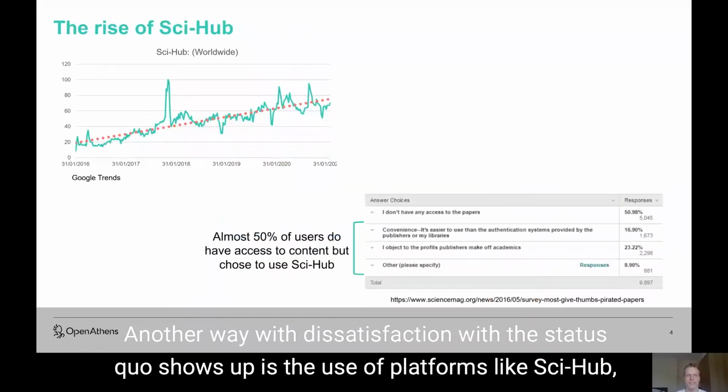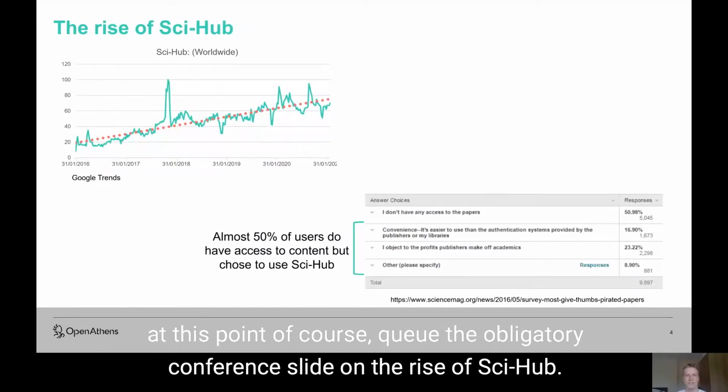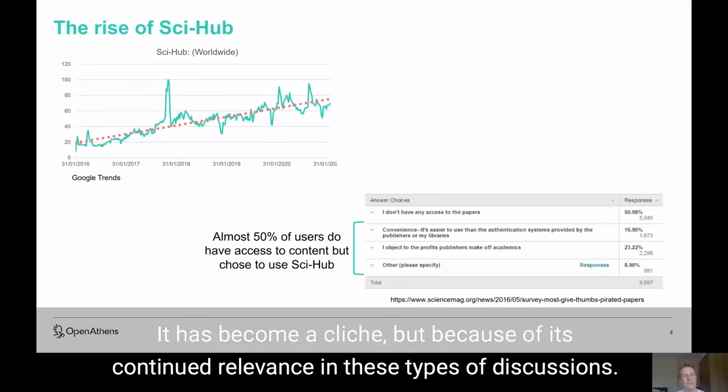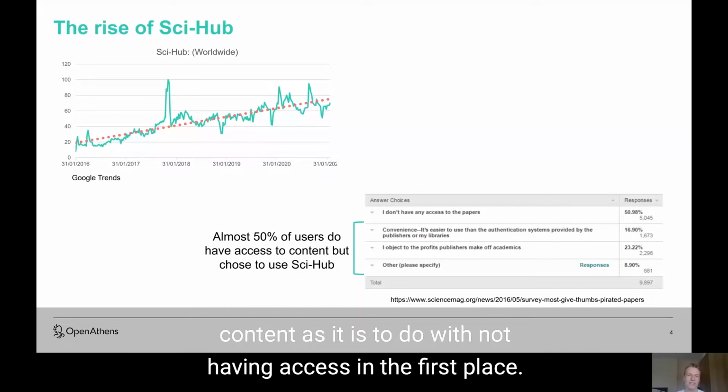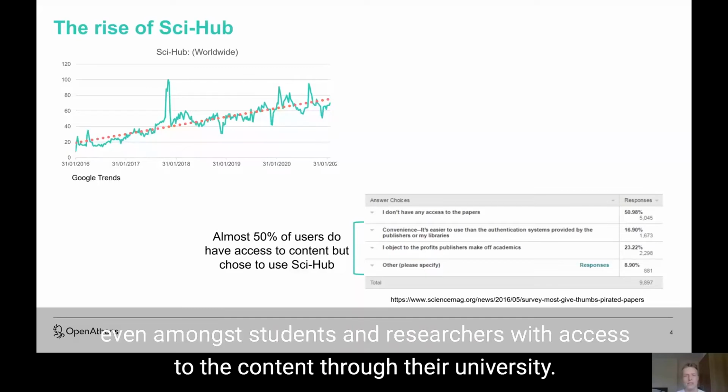Another way this dissatisfaction with the status quo shows up is in the use of platforms like Sci-Hub. At this point, of course, cue the obligatory conference slide on the rise of Sci-Hub, which has become a cliche, but only because of its continued relevance in these types of discussions. The rise of Sci-Hub can be as much explained by the poor experience people get trying to access content as it is to do with not having access in the first place.